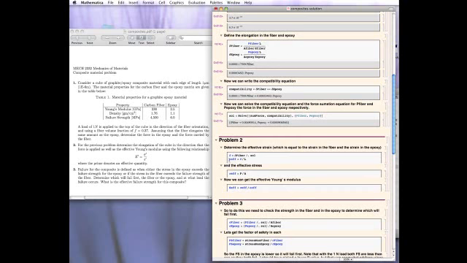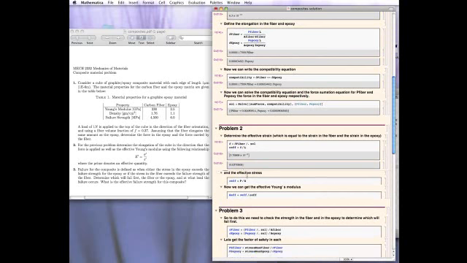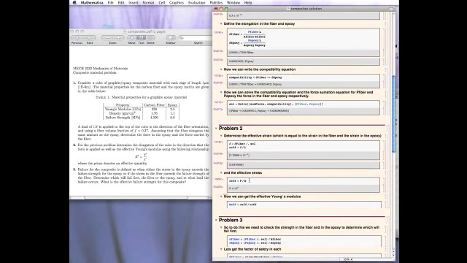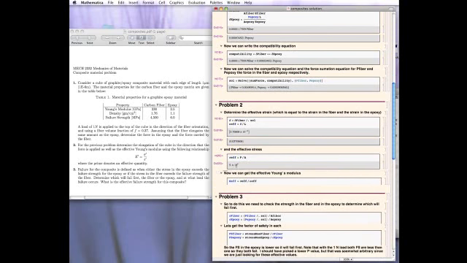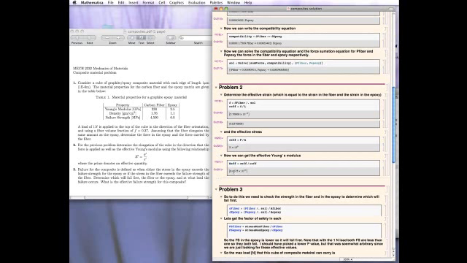And then here's just saying the effective strain is the change in length over the original length. So here's the elongation, and here's the strain, all right? Now we can get the effective stress. That's just the force over the area. And now we can divide the two and get the effective Young's modulus. And so here it is. The effective Young's modulus is 86 gigapascals, okay?